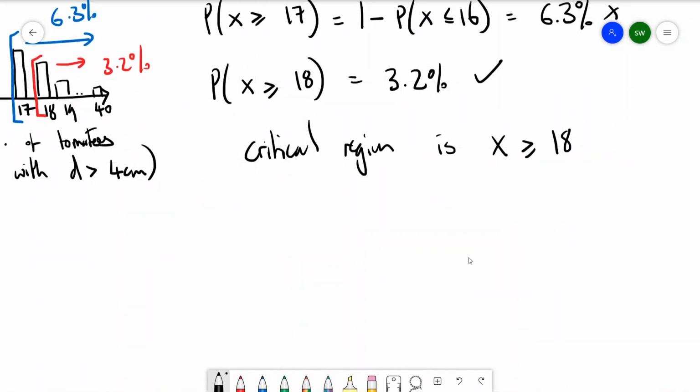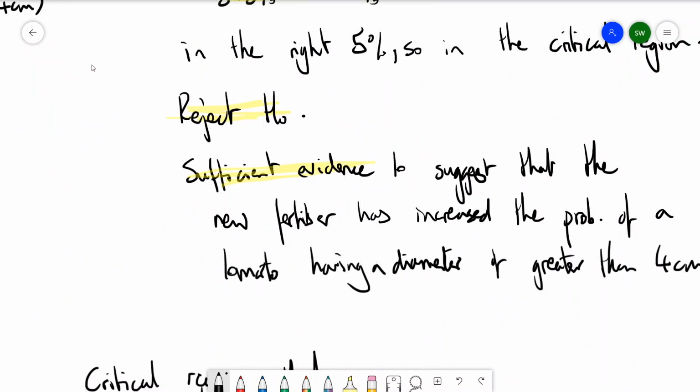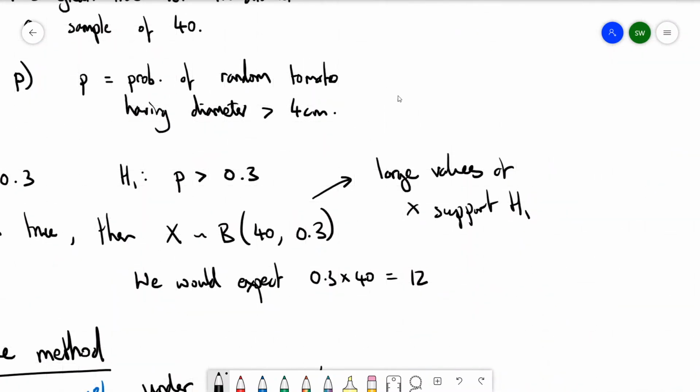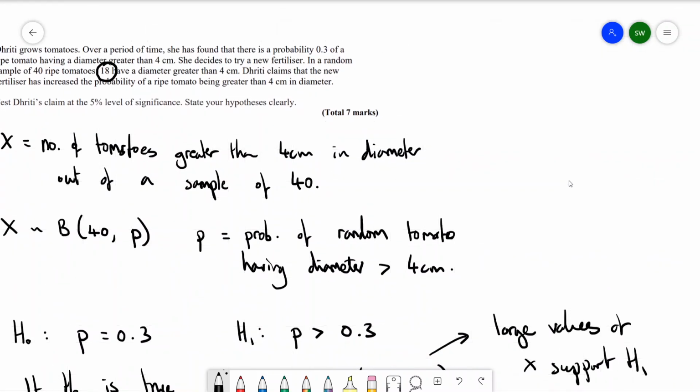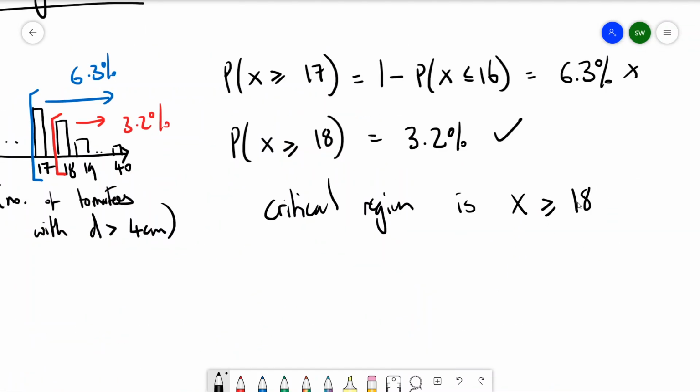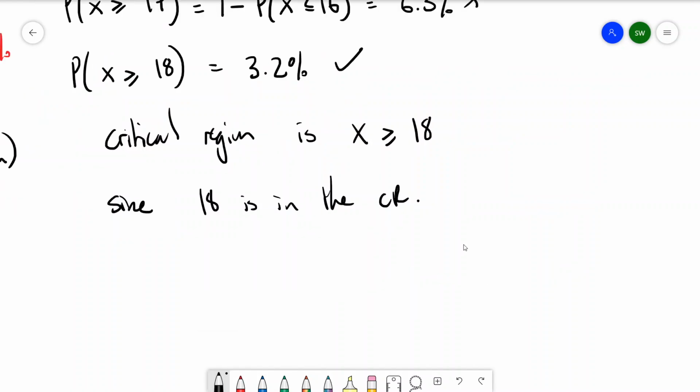And then we would say that she saw x is 18. If you go back to the question, she saw that 18 had a diameter greater than or equal to 4 centimeters. So actually we're only just in the critical region, but 18 is in the critical region. So since 18 is in the critical region, so basically we're at this bar here, which is inside the final 5%. We're going to say reject H0, and then we'd make the same conclusion that we made before.